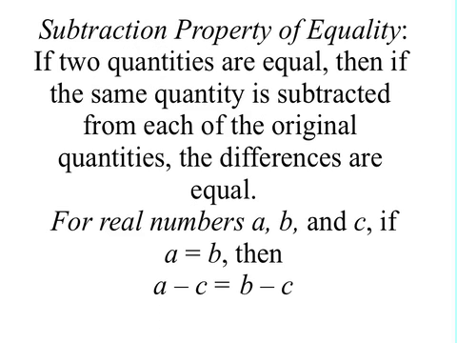And the second is the subtraction property of equality. If two quantities are equal, then if the same quantity is subtracted from each of the original quantities, the differences are equal. Or in other words, for real numbers a, b, and c, if a is equal to b, then a take away c is equal to b take away c.